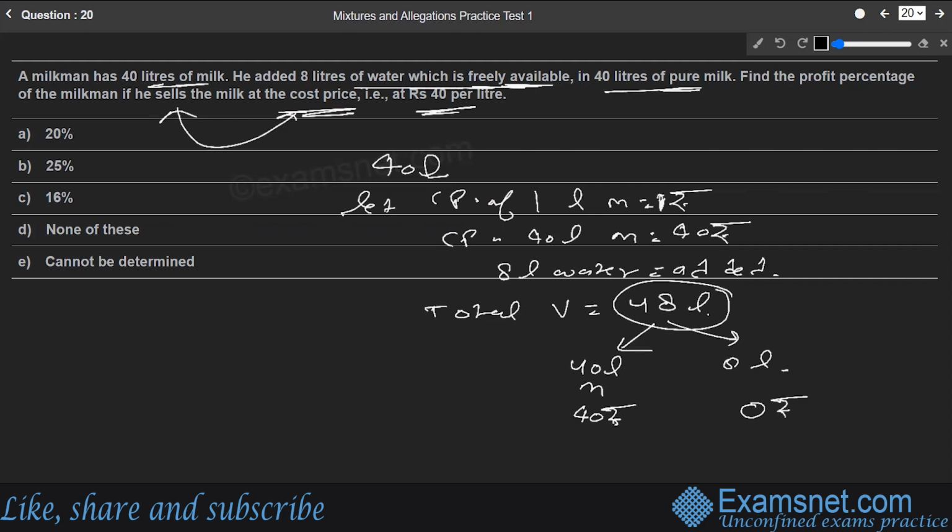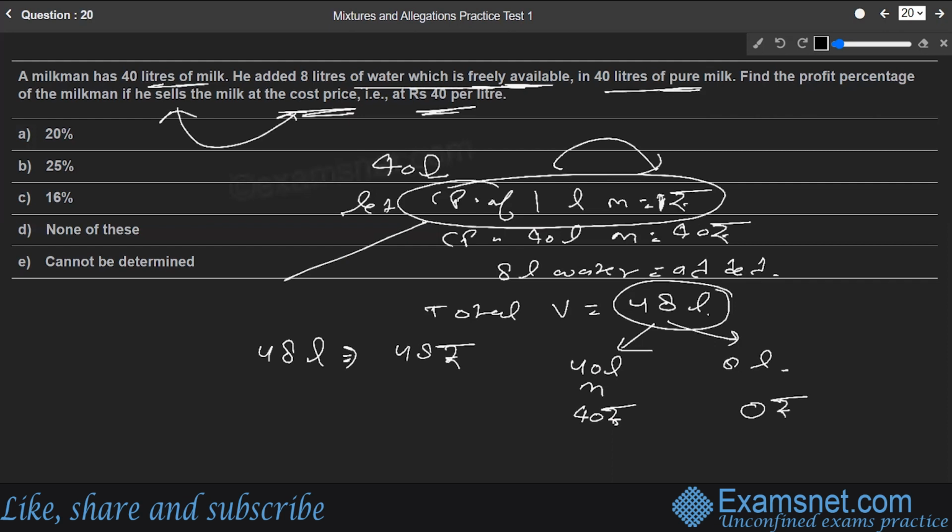So that means if he is selling the whole liquid at cost price only, for 48 liters of the mixture he will be selling the whole mixture at 48 rupees only, because 1 liter's cost price is 1 rupee. So 1 liter's selling price should be 1 rupee only, because they are saying the selling price and cost price are the same. So the selling price of 48 liters will be 48 rupees only. So the cost price becomes 40 rupees because the water is free, and the selling price becomes 48 rupees.